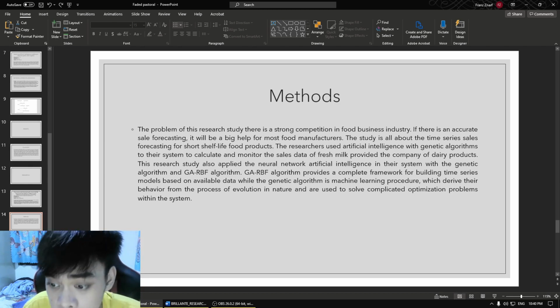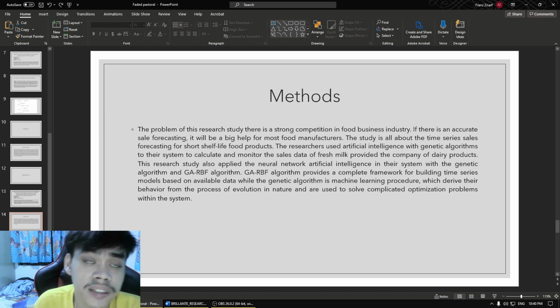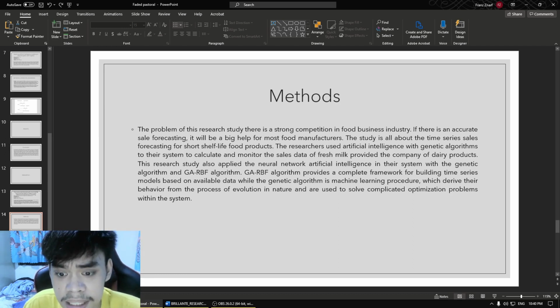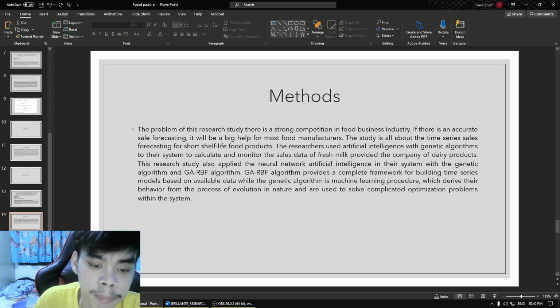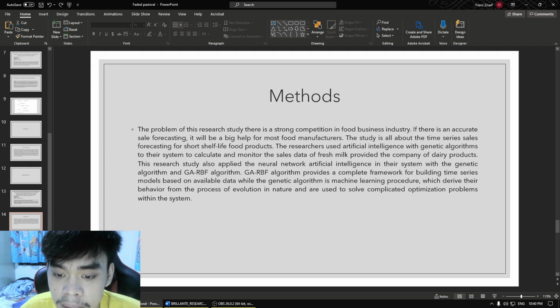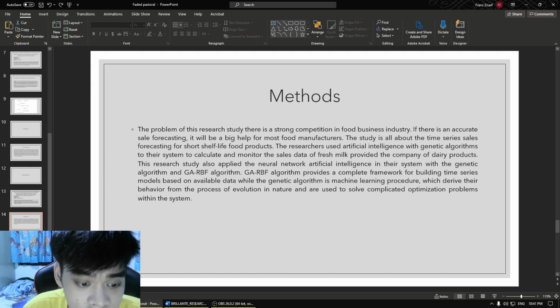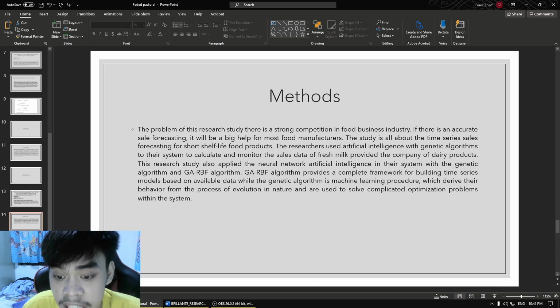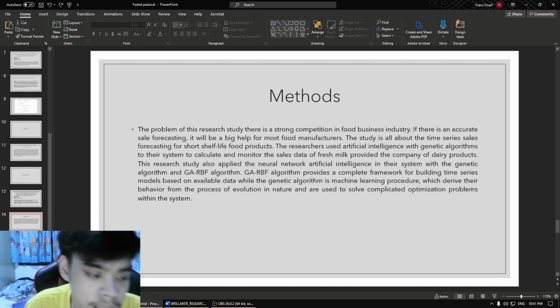So this study employs two algorithms. First, the genetic algorithm, and the second is the GARVF algorithm. The GARVF algorithm provides a complete framework for building time series models based on the available data, while the genetic algorithm is a machine learning procedure which derives its behavior from the process of evolution in nature and is used to solve complicated optimization problems within the system. So let's go to the next slide.